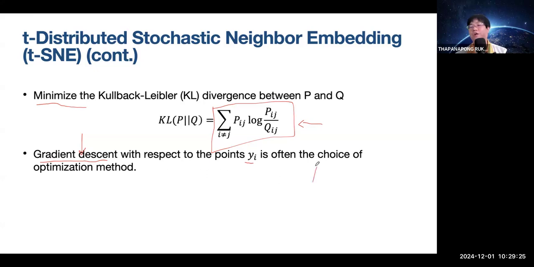So there are other choices of optimization, but because when we compute the Pij and Qij, everything kind of comes back to being linear, right? Pij and Qij is not actually nonlinear, so gradient descent would work most of the time. But there are other optimization methods that you can use.